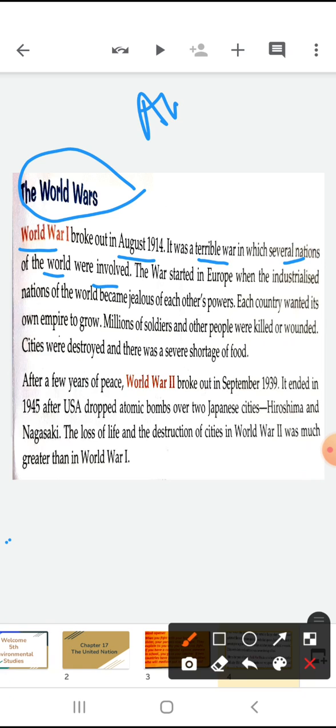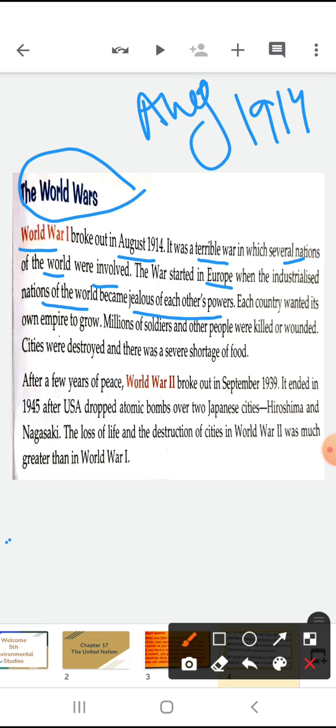First World War broke out in August 1914. Okay, it was a terrible war and several nations of the world were involved in this World War First. The war started in Europe when the industrialized nations of the world became jealous of each other's power. See, not only individual people become jealous of each other, but the countries also become jealous of each other's power. Each country wanted its own empire to grow. Millions of soldiers and other people were killed or wounded. Cities were destroyed and there were severe shortage of food.